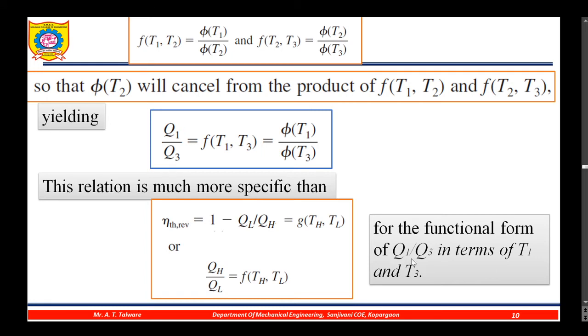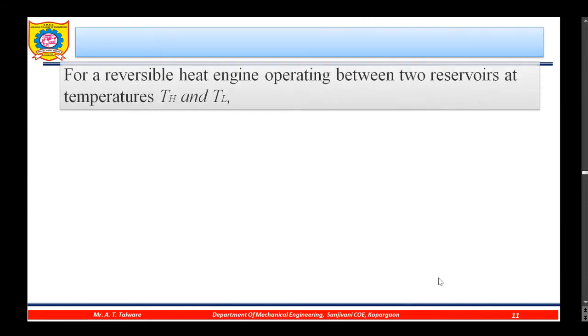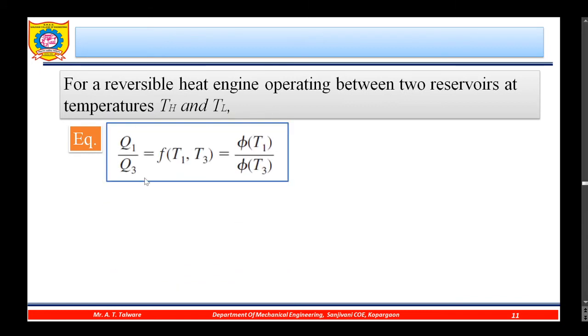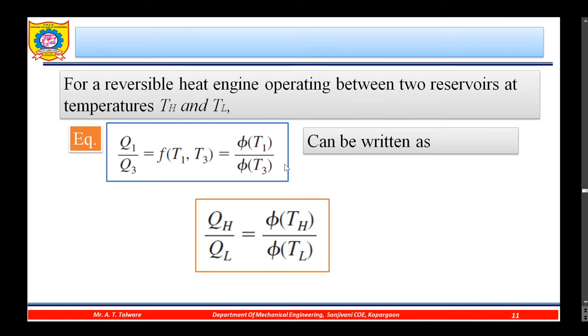For the functional form of Q1 by Q3 in terms of T1 and T3, for a reversible heat engine operating between the two reservoirs at temperature TH and TL, the equation Q1 by Q3 is equal to a function of T1 and T3, which is equal to phi of T1 by phi of T3, can be written like this. It can be generalized, that is QH by QL is equal to phi of TH by phi of TL.